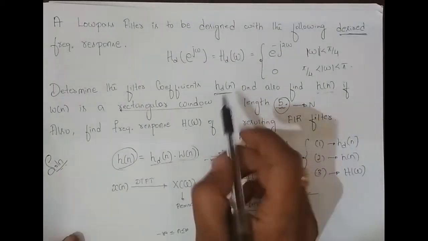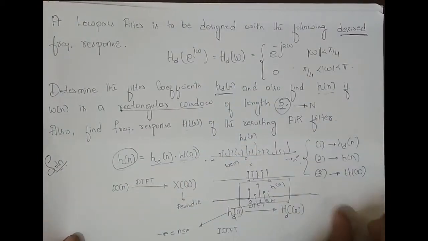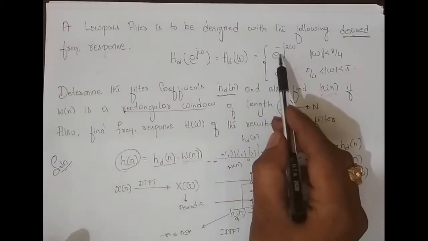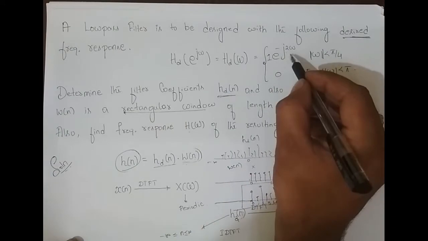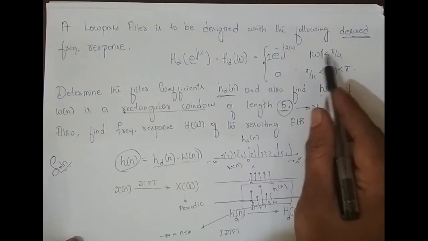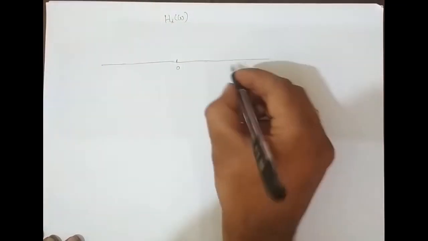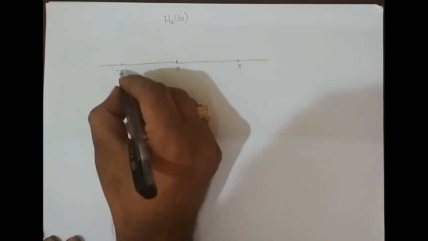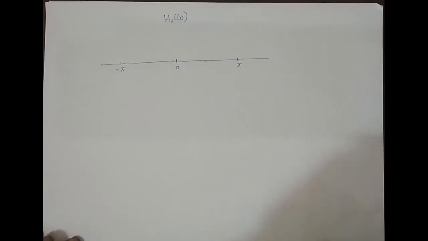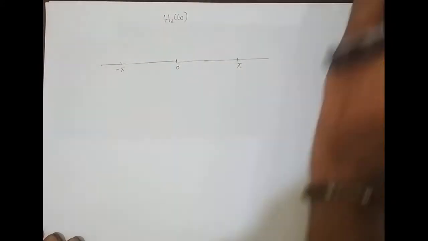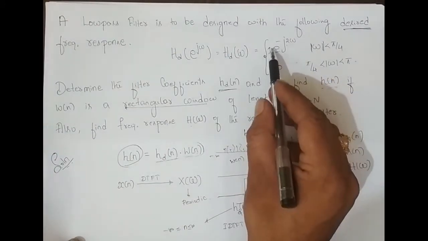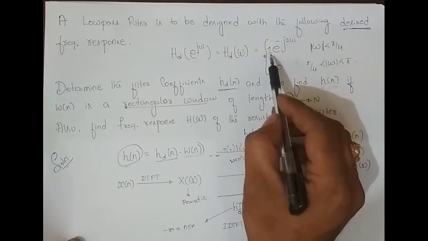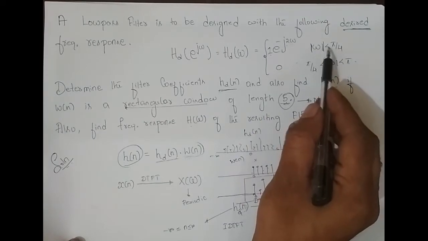So here I'm trying to plot this function. HD of omega is e power minus j 2 omega, so 1 times e power minus j 2 omega, where magnitude is 1 and this is the phase, for magnitude of omega less than pi by 4. If I write it as 0, this is pi and this is minus pi. If I consider only magnitude, it is 1 for magnitude of omega less than pi by 4.